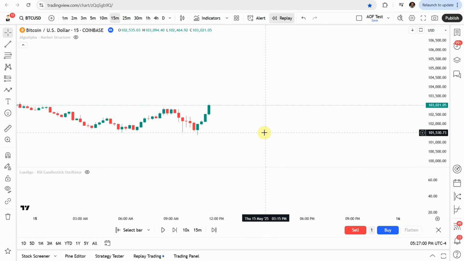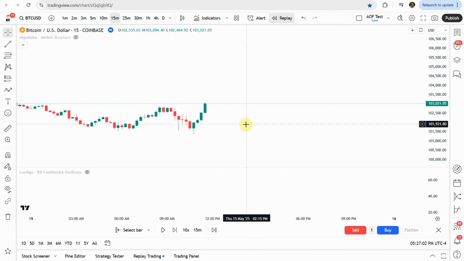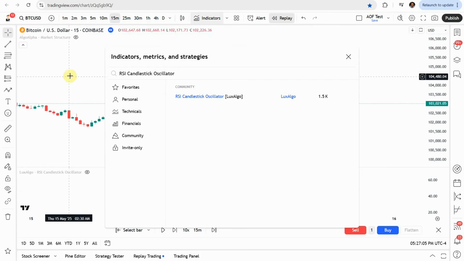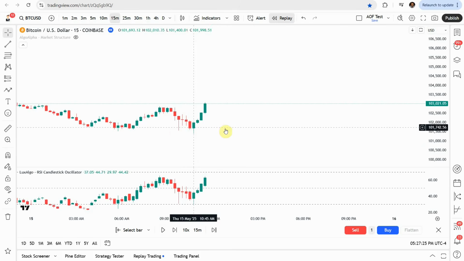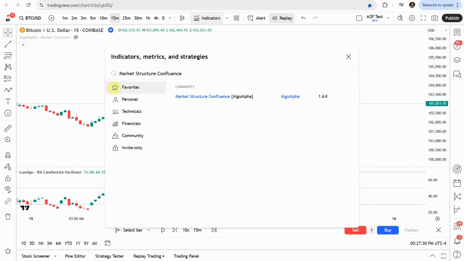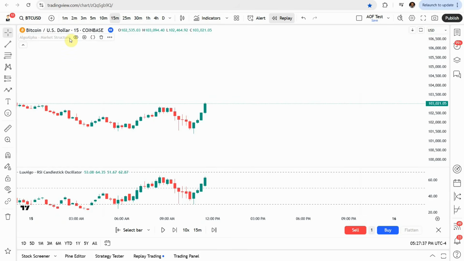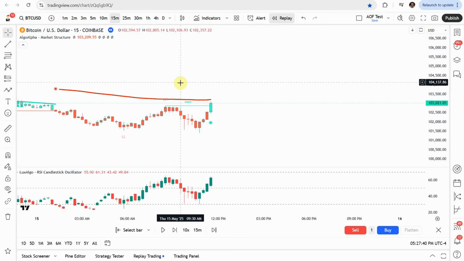So we'll just hide the two indicators we have on screen now. The first indicator we will add to the screen is going to be the RSI Candlestick Oscillator, this one right here. Go ahead and click on that and add it to the screen, and everything stays on the default settings. The next indicator we will add to the screen is going to be the market structure confluence, this one right here. Go ahead and click on that one and add it to the screen. And again, this one stays on the default settings, and so everything is how it needs to be currently.